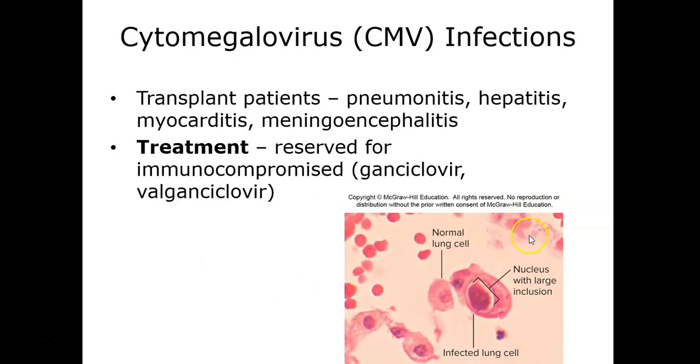Transplant patients, again, who are immunocompromised, we're seeing the big ones, the pneumonitis, the hepatitis, even in some cases, encephalitis, which is an inflammation of the spinal cord. And there are antivirals that are available that are reserved for folks who are immunocompromised. But again, with CMV, we get these giant multinucleated cells that form.